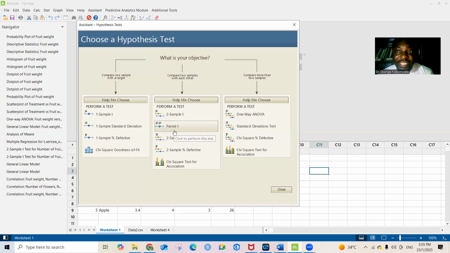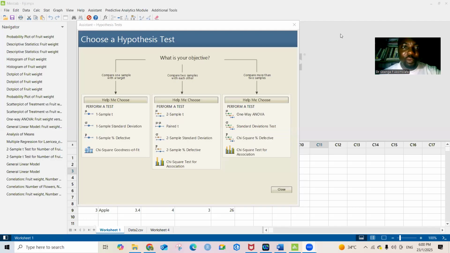You can do a paired t-test. You can do a two sample standard deviation, two sample percentage defective, or chi-square test for association. Now, let me mention something about this chi-square briefly. Chi-square test is usually used for studies that are categorical in nature. If you're comparing categorical data, all right, you can use chi-square test for that.